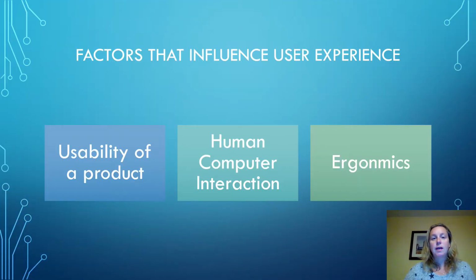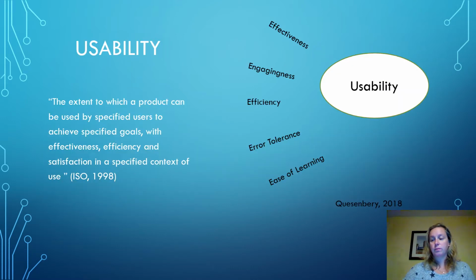So there are three main factors that influence user experience. We have the usability of a product, the human-computer interaction, and ergonomics. First, let's talk about usability and what it means. So Whitney Queensbury talks about the 5 key elements to usability.